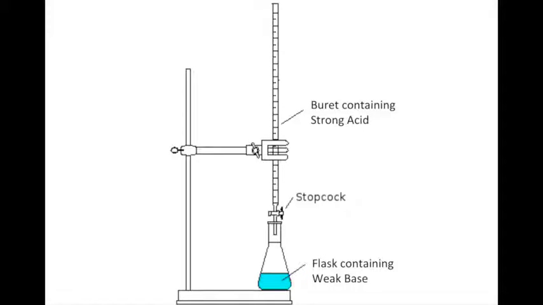In this video, we're going to analyze a titration involving a strong acid and a weak base. So the experimental setup for this would look something like this. You would have your burette, and in the burette you would have your strong acid. Your weak base would be contained in your flask. So you would be adding your acid to the weak base.